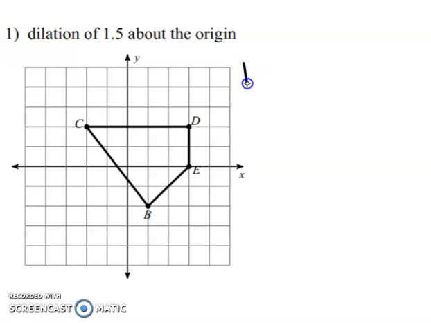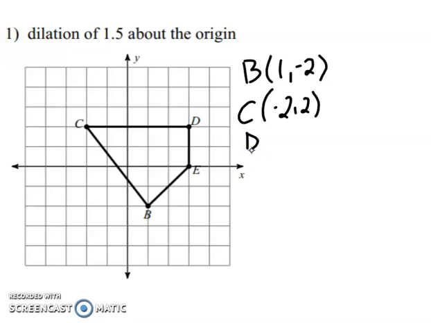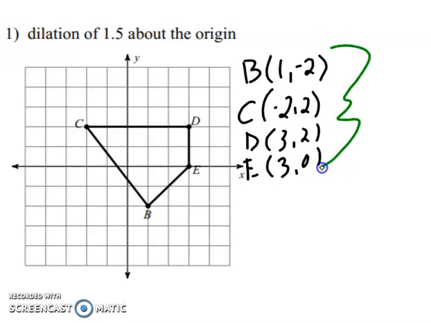So let's start with B. B right now is 1, -2. C is -2, comma 2. D is 3, comma 2. And E is 3, comma 0. All right, so now we're going to perform a scale factor of 1.5. So we're going to take each x and each y and multiply it by 1.5.